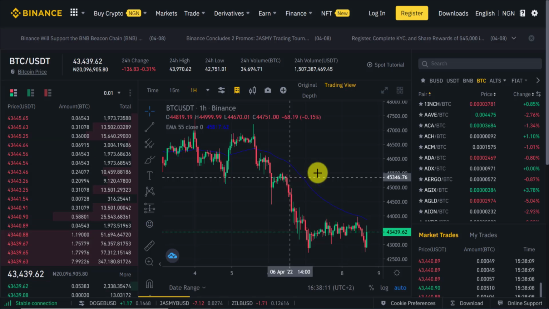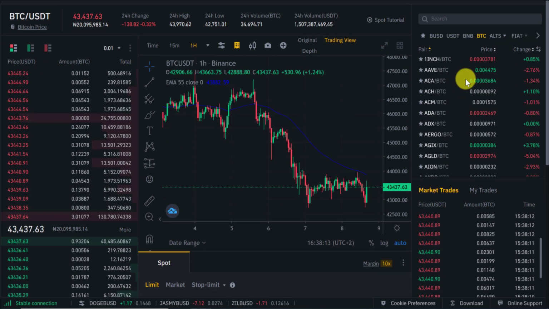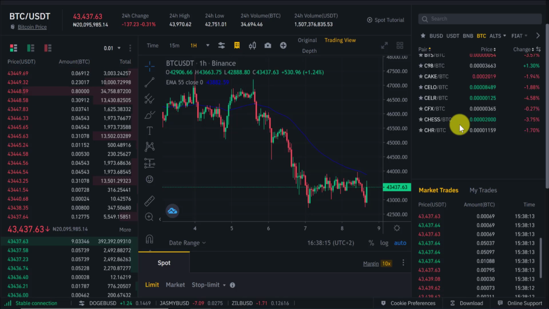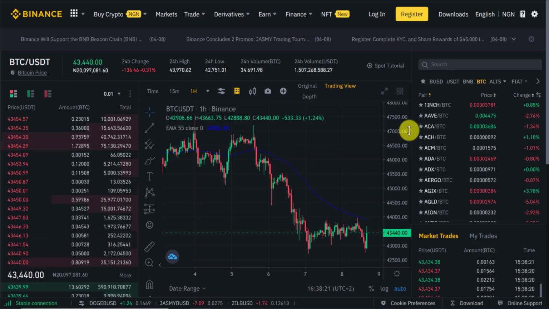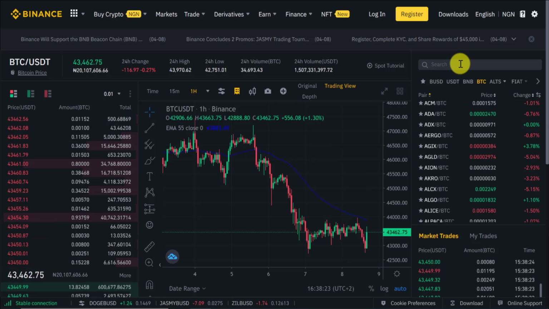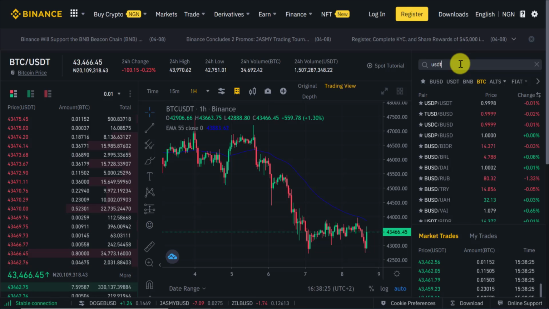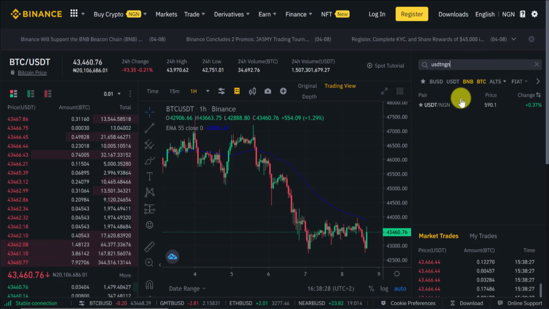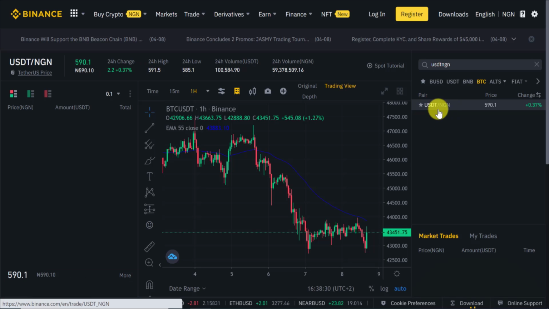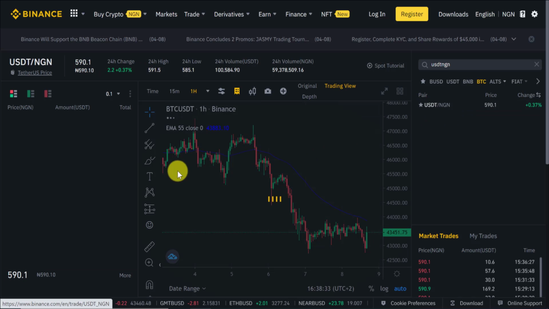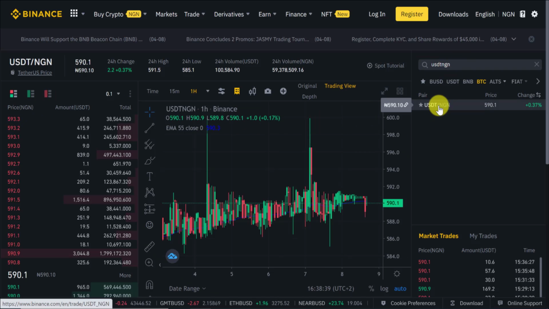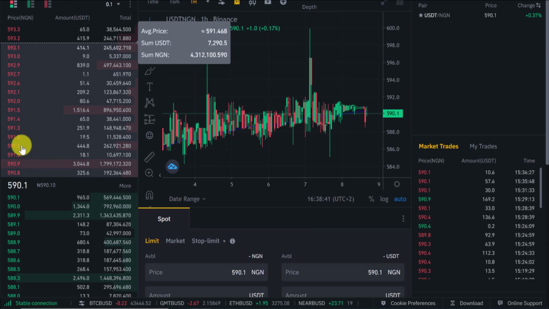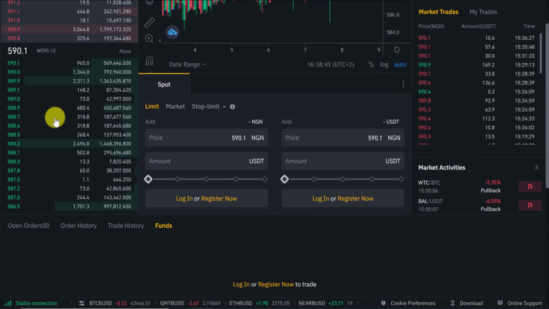Before we go there, let me show you other things. So these are a lot of coins here. You can search out any one of them that you want to trade. For example, this is BTC USDT. If you want to trade USDT NGN, just type it there, and once you click on it, the chart is going to change to USDT NGN. Whatever you select here, the sell and buy price and other things will be shown here.